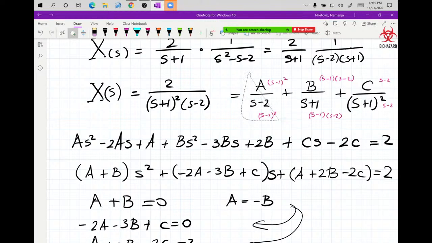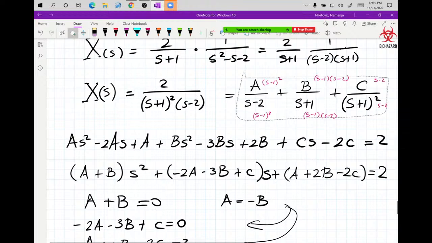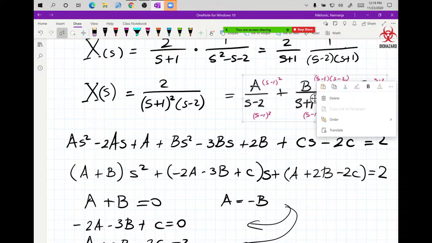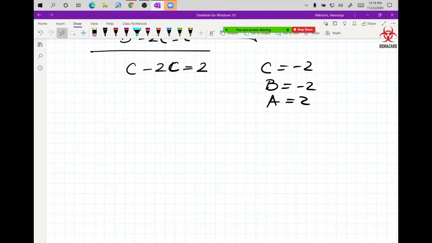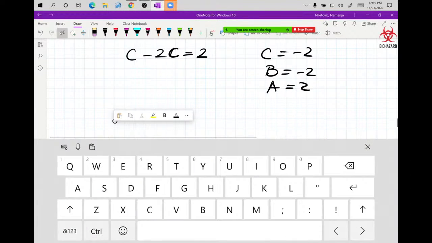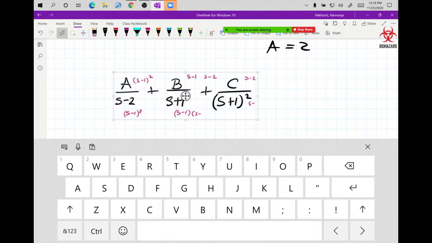Which means that I can take this mess, copy it, and if the tablet doesn't go crazy, paste it. Good.